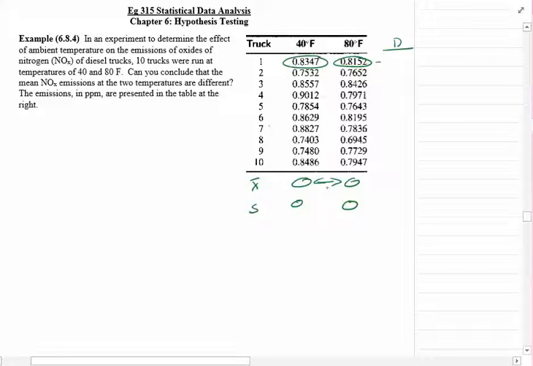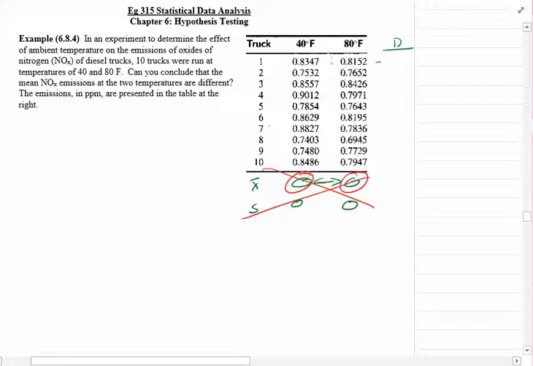But if we do it that way, it's wrong for two reasons. One is this assumes that these measurements are independent of these, and that's not true because they're paired up, right? Also, these include the truck-to-truck variations, and we specifically designed the experiment to eliminate that. So we don't want to do that.